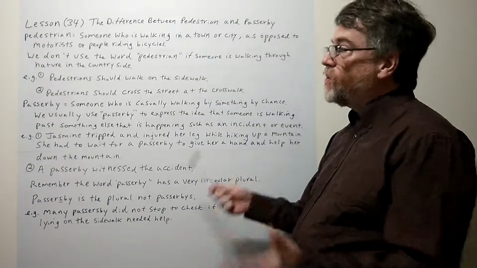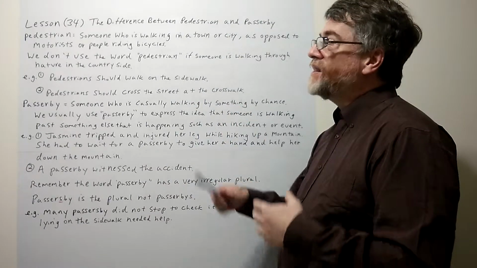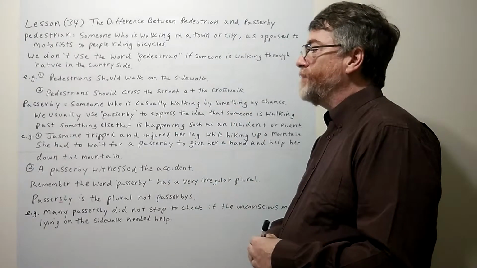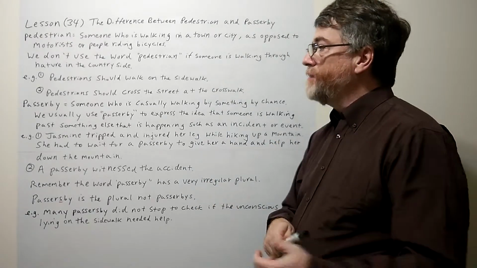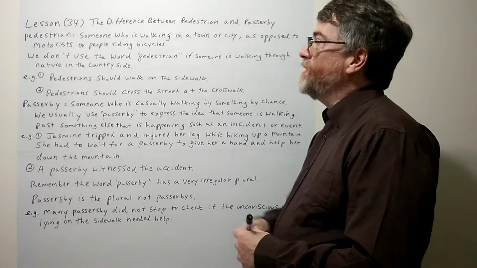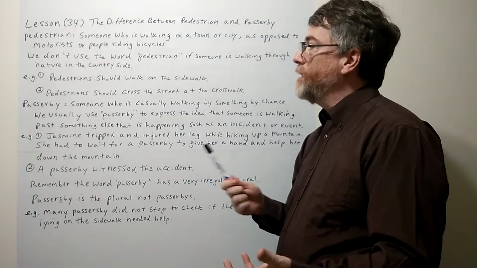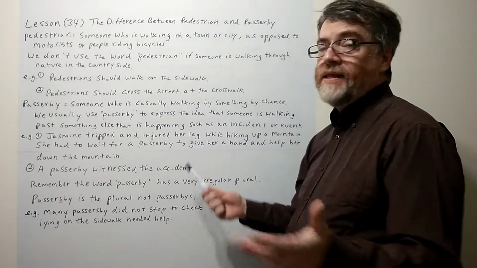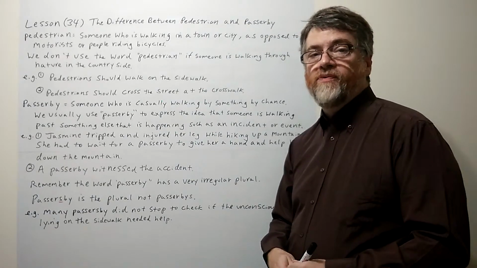Let's quickly review. Pedestrian should be in a city or a town. Nothing in particular has to be happening. There should be some traffic around or nearby. Passerby could be anywhere, in the countryside or in the city. It's just that something has to be happening. That's basically the difference. I hope that clarifies the difference between the two.